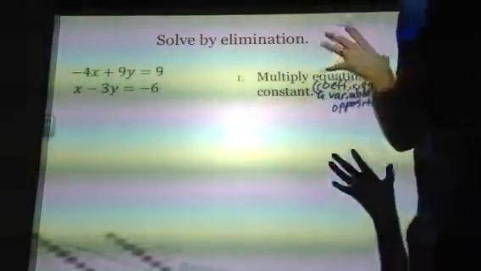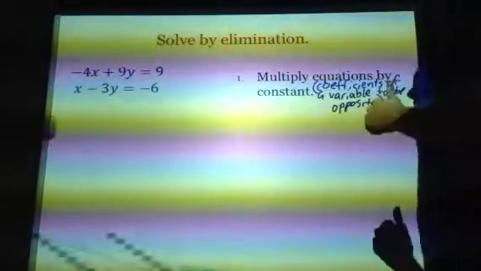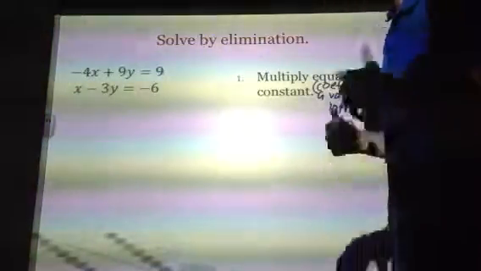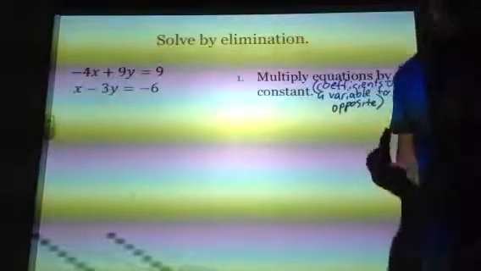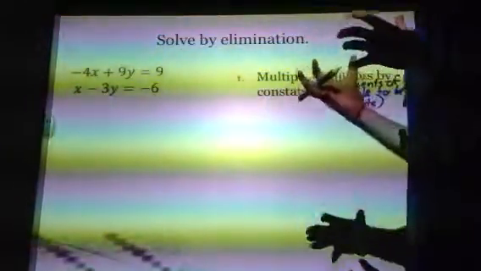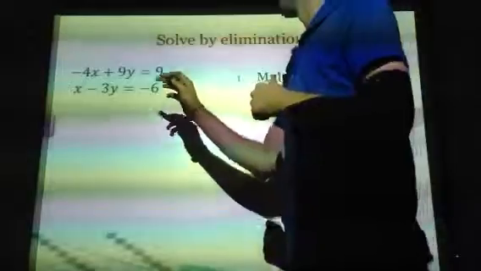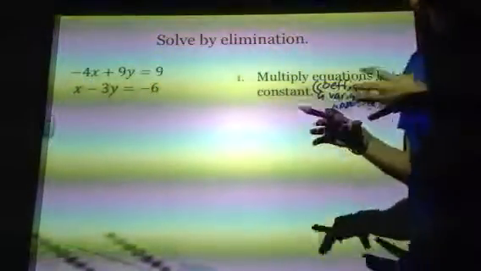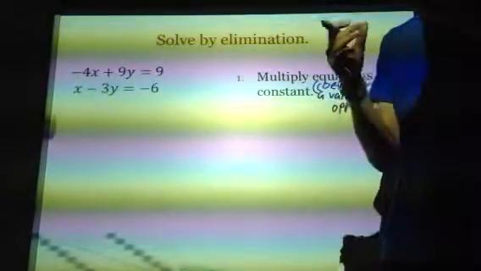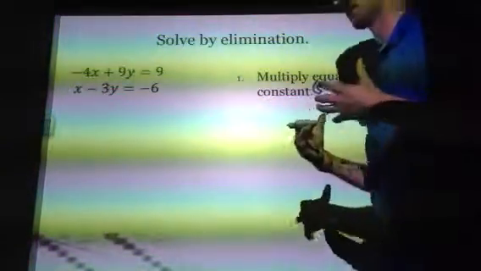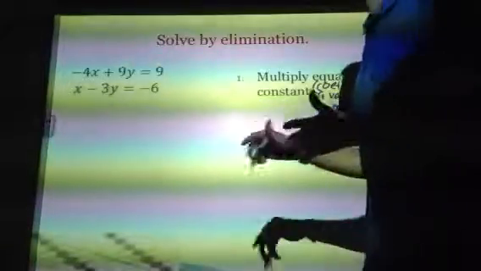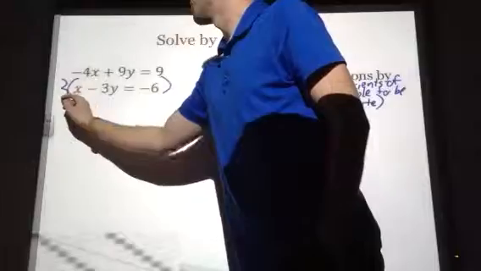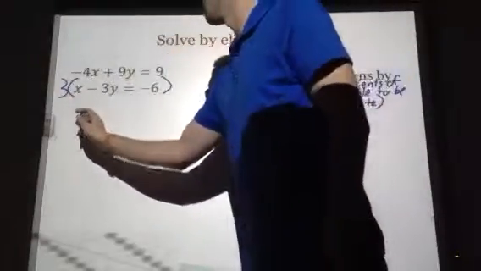Okay? We want the coefficients of the variable to be opposite. So our x coefficient is negative 4. We can multiply the bottom equation by 4 and have our x coefficients be opposite. Our coefficient of y in the top equation is 9. We can multiply the bottom equation by 3 so that the coefficient of y in the second equation is negative 9 and they'd be opposite. Either way is fine. I'm going to go ahead and choose to cancel out the y's. So I'm going to multiply that bottom equation by 3.